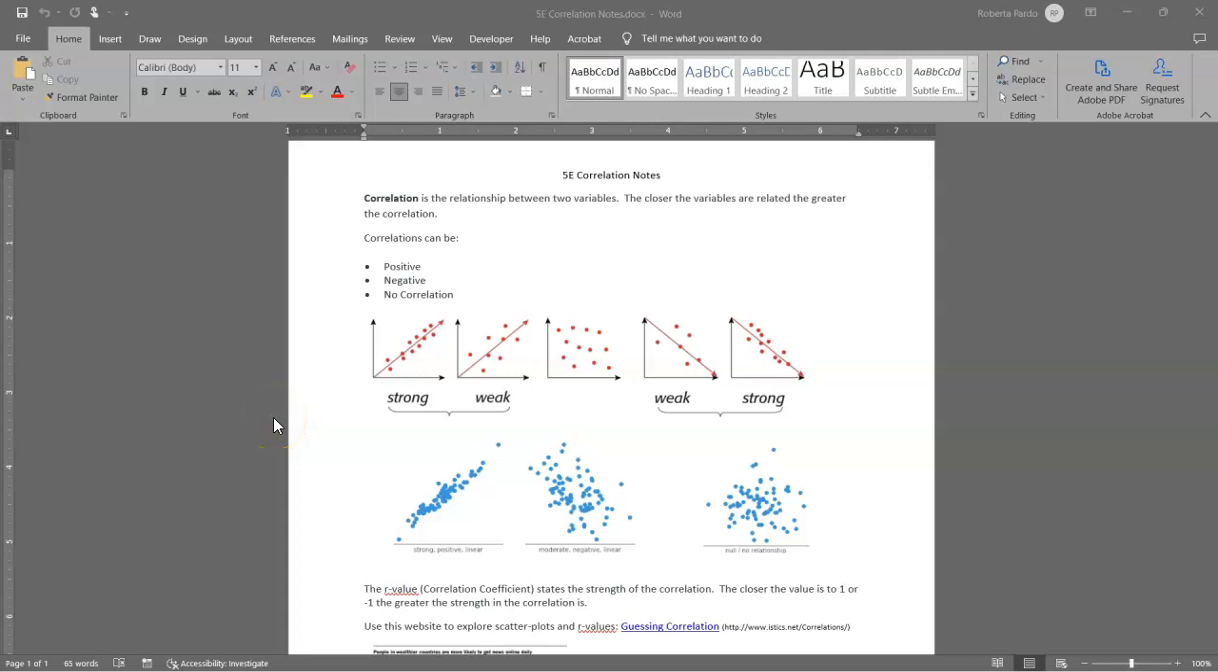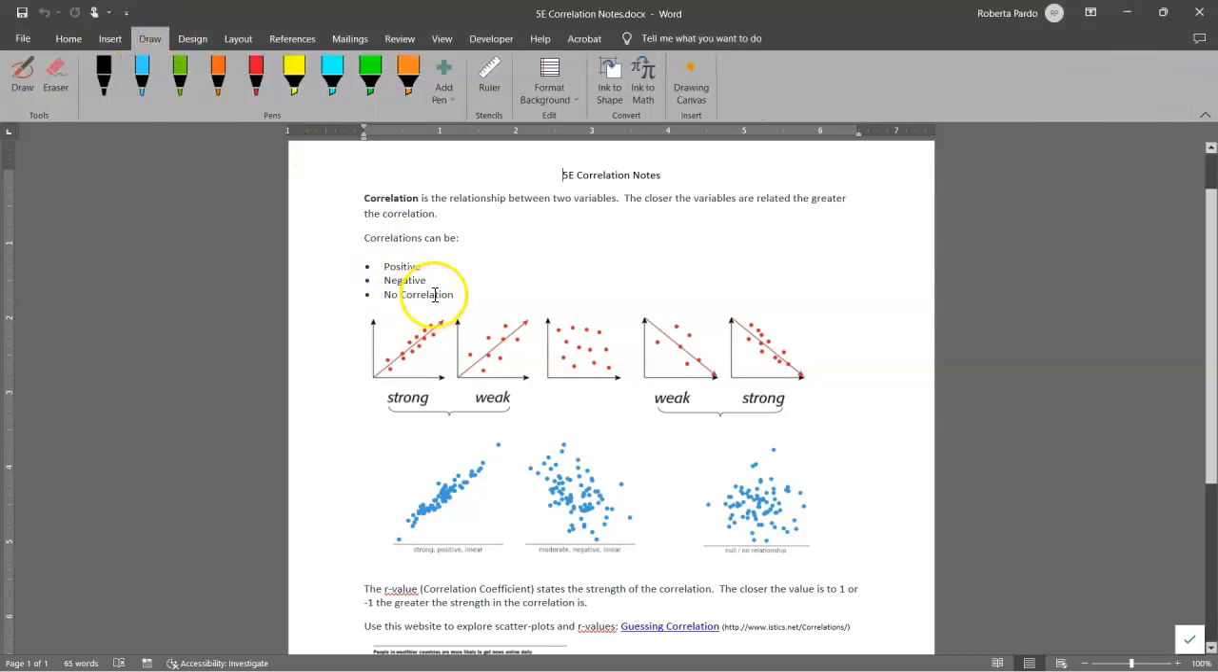In this video, we're going to talk about correlation. Correlation is the relationship between two variables. And the closer the variables are related, the greater or higher the correlation there is. So correlations actually come in two things when we talk about correlation. We talk about whether they are positive, negative, or no correlation. So this is what we consider the direction.